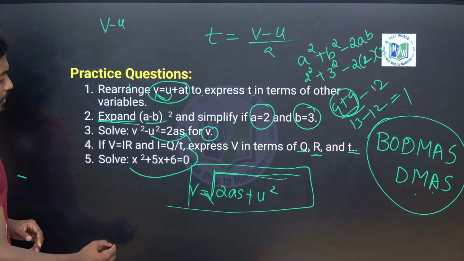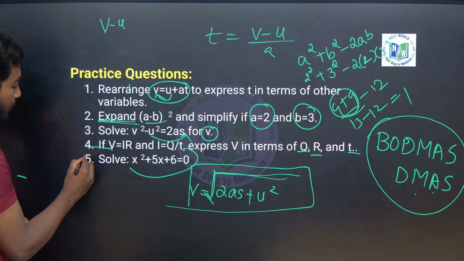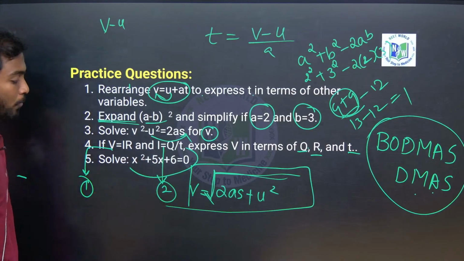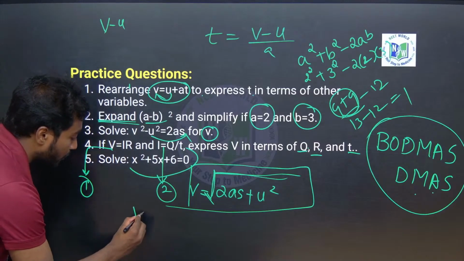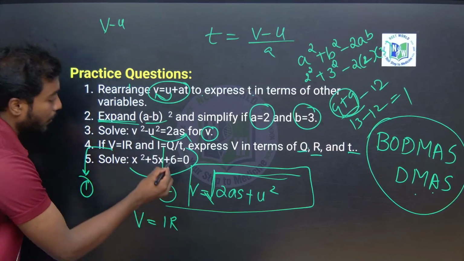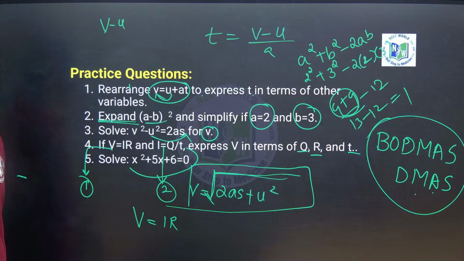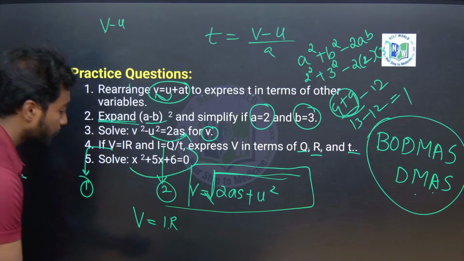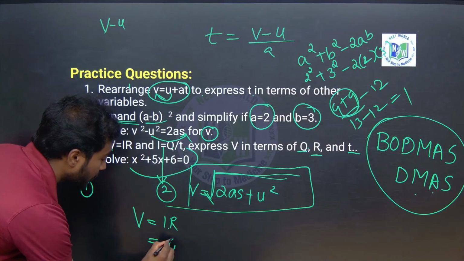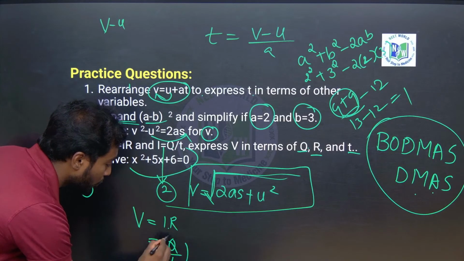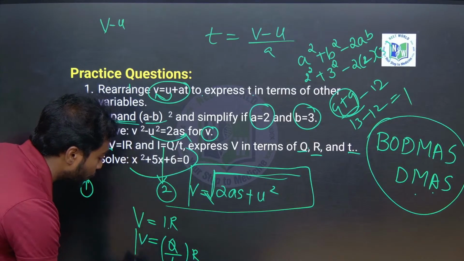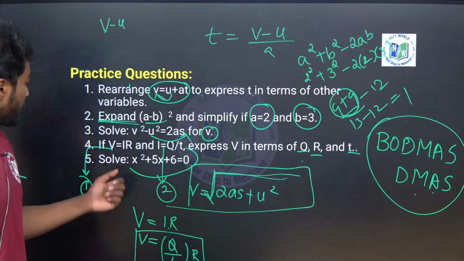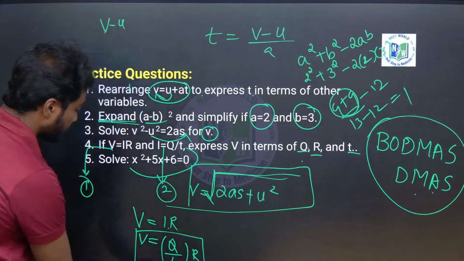Fourth question, two equations are there, this is equation number 1 and this is equation number 2. Equation 1 is v is equal to IR, equation 2 is I is equal to q by t. When I take equation 2 and substitute in equation 1, this is q by t into r, this is the value of v in terms of q, r and t. Fifth question, I will erase this one.